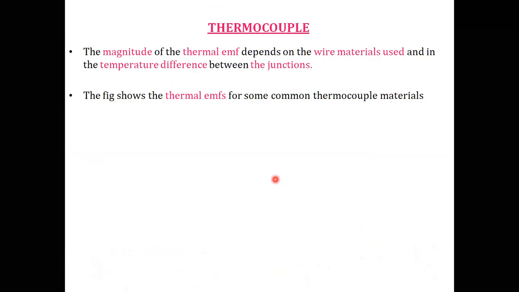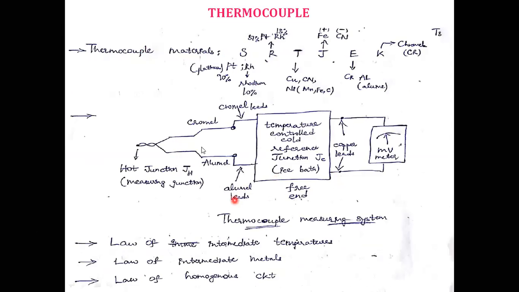A basic thermocouple looks like this. There are different types of thermocouples: S type, R type, T type, J type, E type, K type.